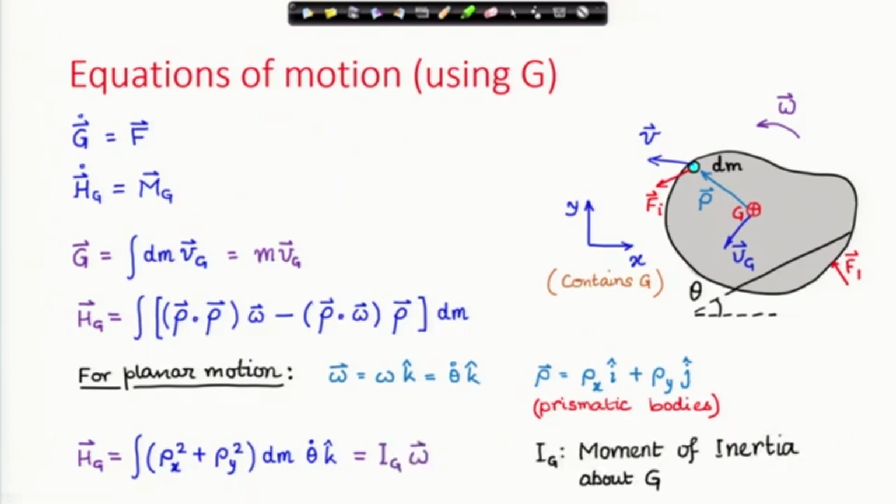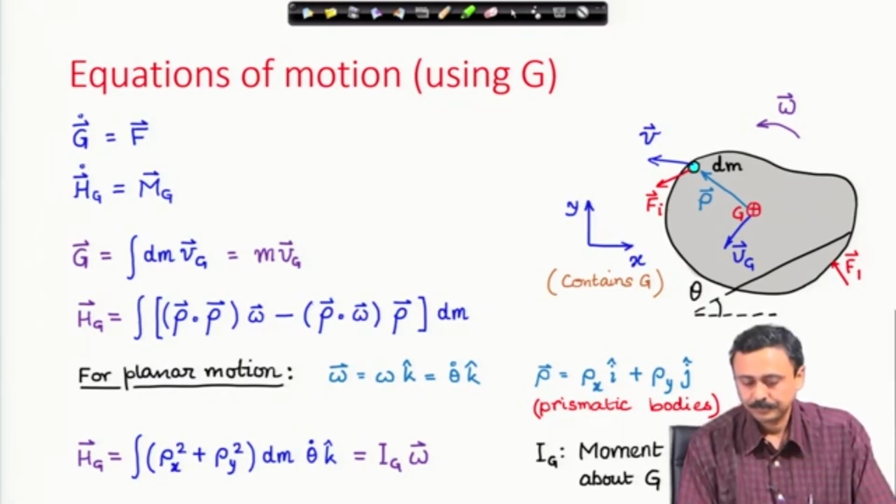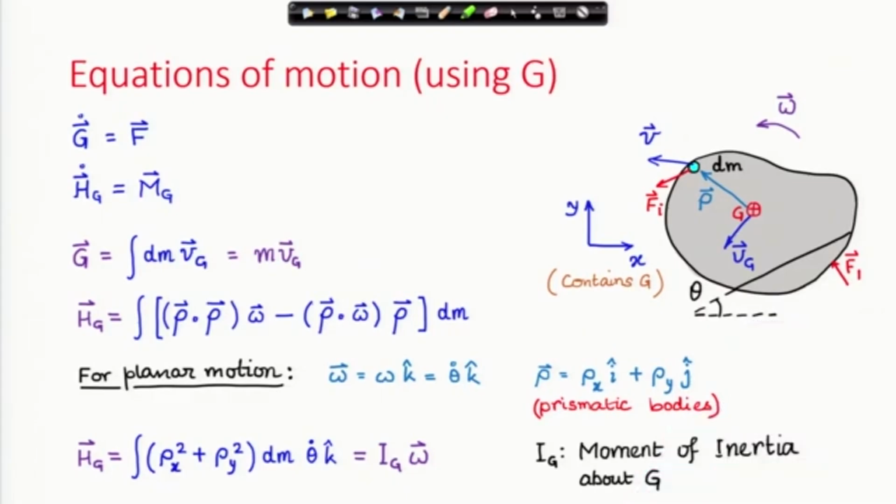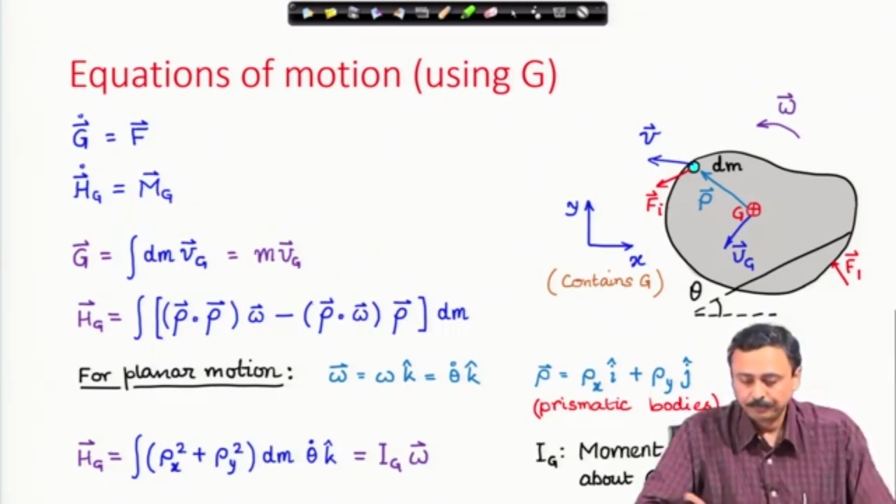And this integral we define as Ig, which is moment of inertia of this rigid body about g, and this you must have studied in mechanics. So, this is the polar moment of inertia about an axis passing through g and perpendicular to the plane. But remember, this simplification was possible only for prismatic bodies.